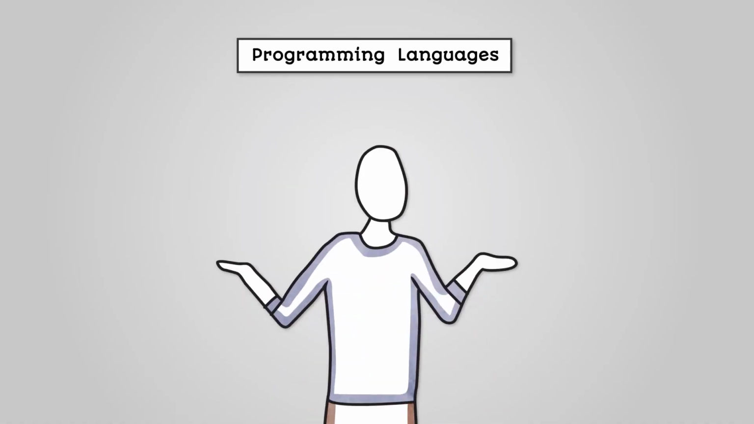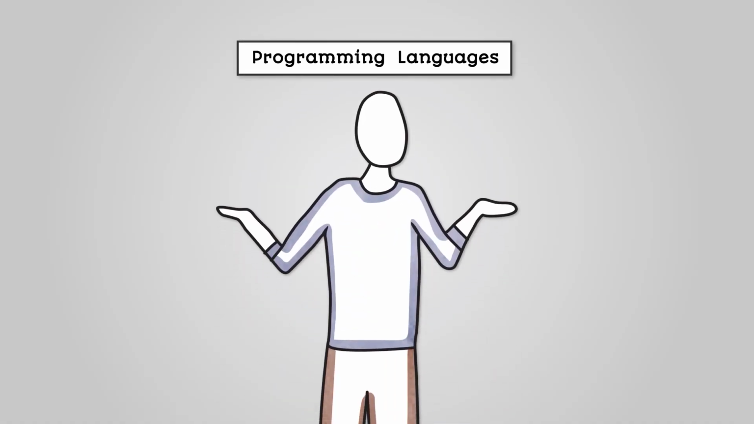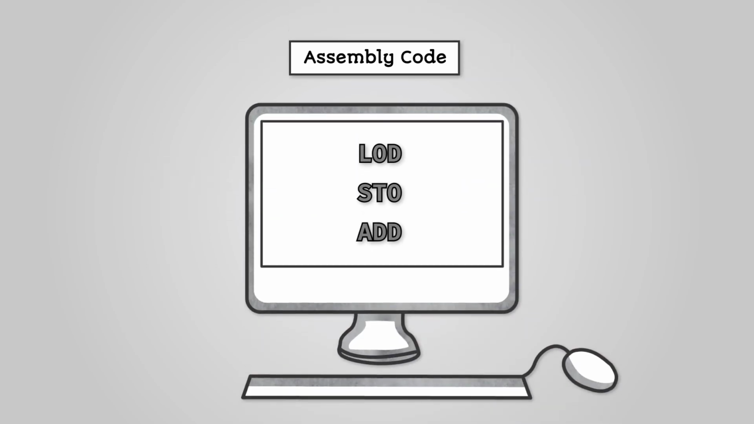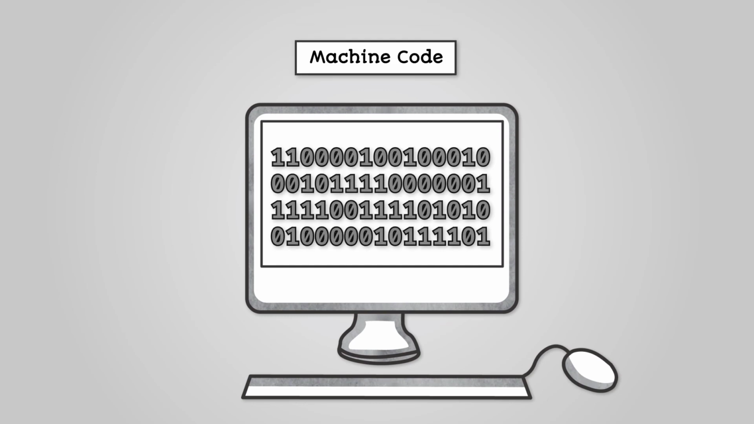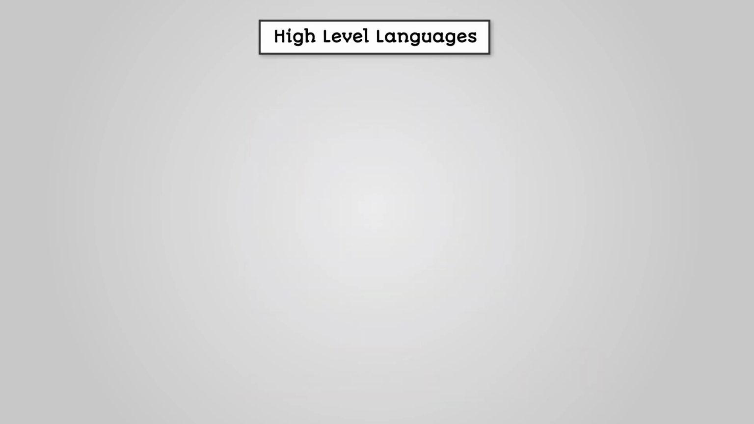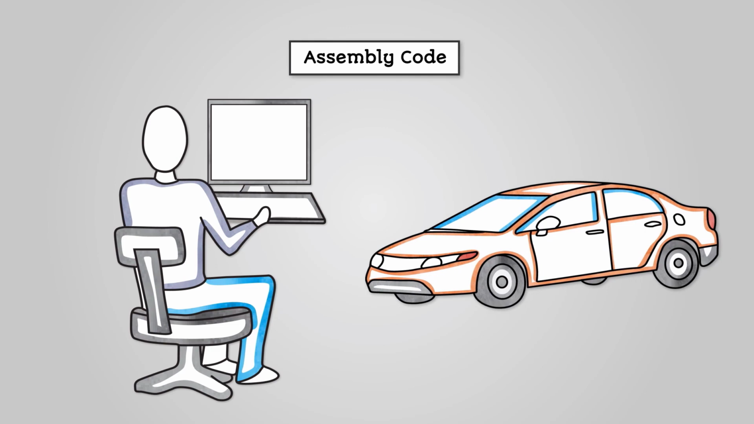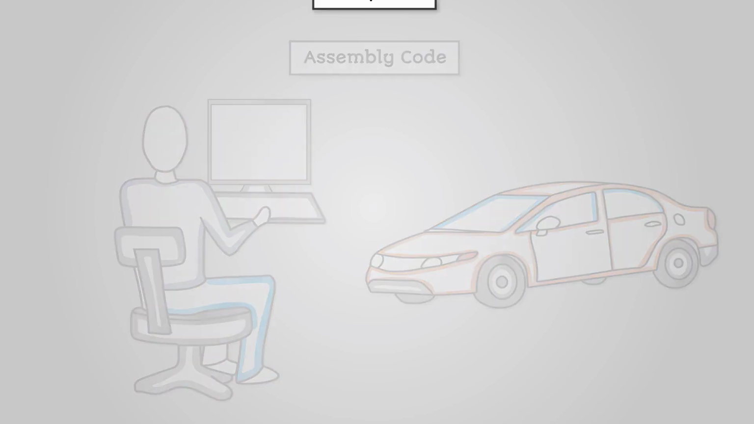So, programming languages can be classified as either high level or low level. The definition is determined by how many English keywords are in the language. Assembly code has mnemonic keywords and is translated using an assembler. Machine code is binary. High-level languages have roles specific to the language. Assembly language is commonly used for embedded systems.